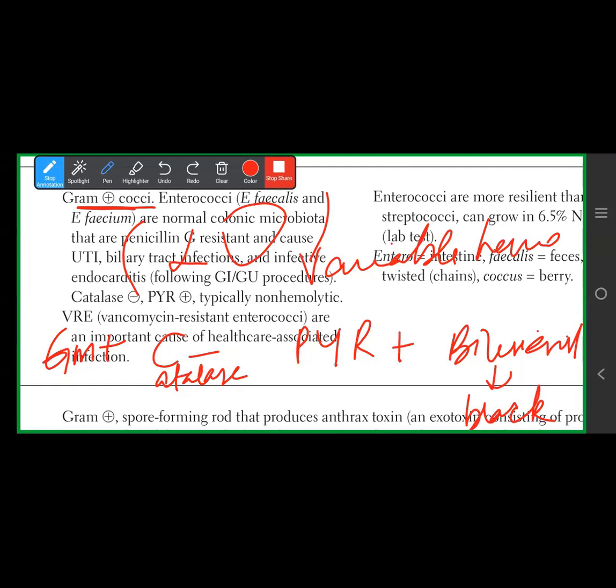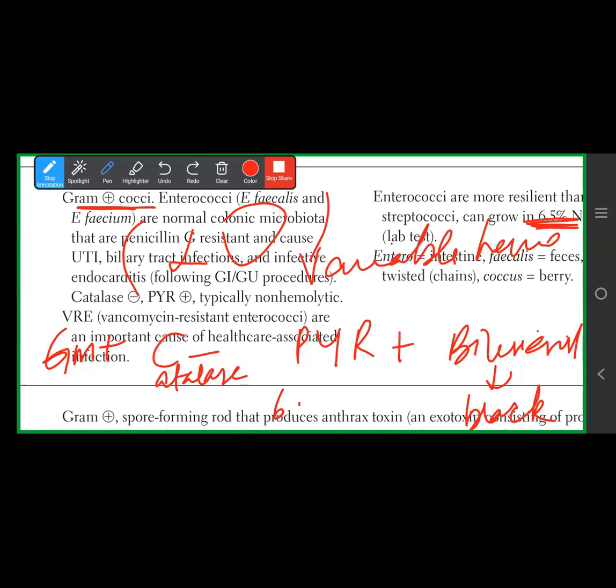It's bile resistant. Next, this can also grow in 6.5% NaCl, which is already given here. I want you to remember this as a characteristic or lab criteria for enterococci, which is going to be given as a clue.